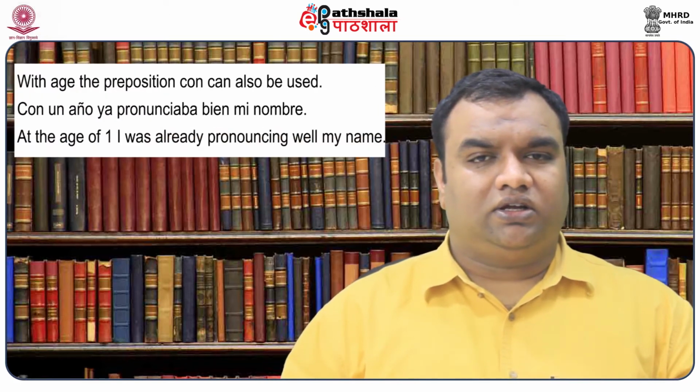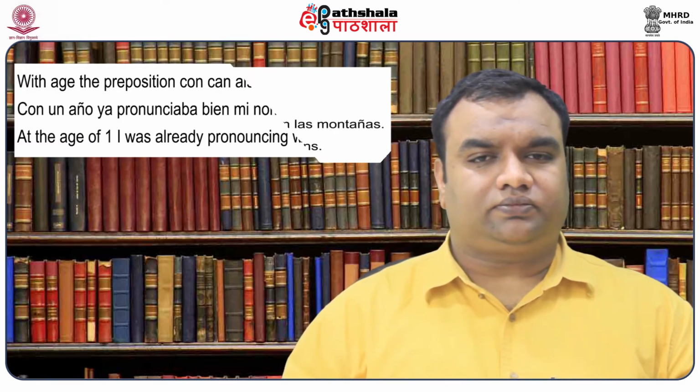With age, the preposition con can also be used. Con un año ya pronunciaba bien mi nombre. I repeat, con un año ya pronunciaba bien mi nombre. In English, at the age of 1, I was already pronouncing well my name.